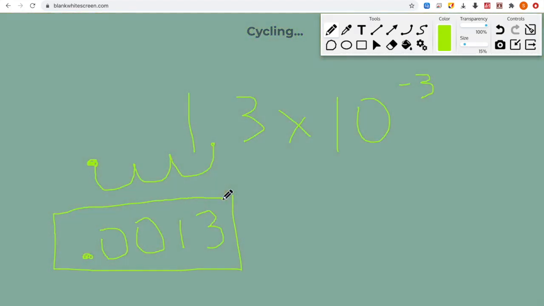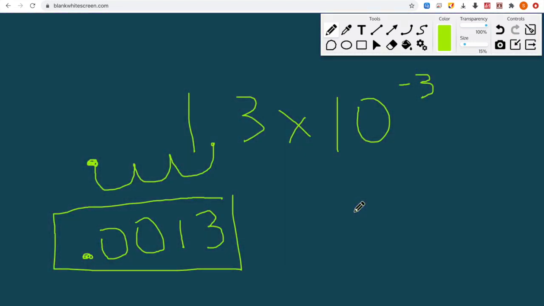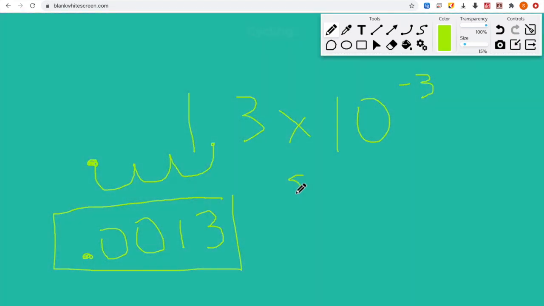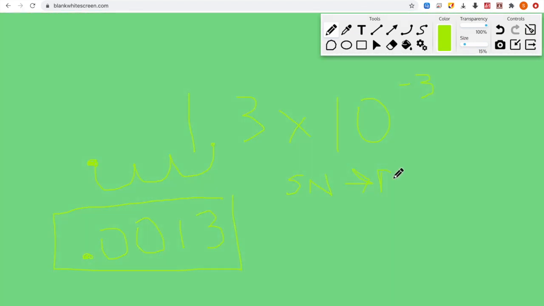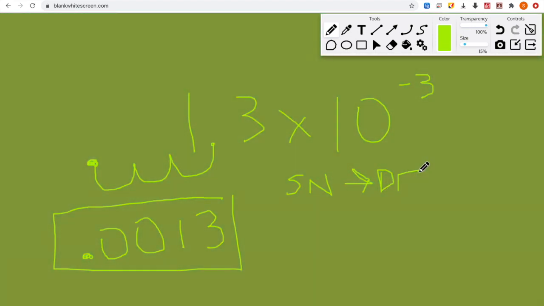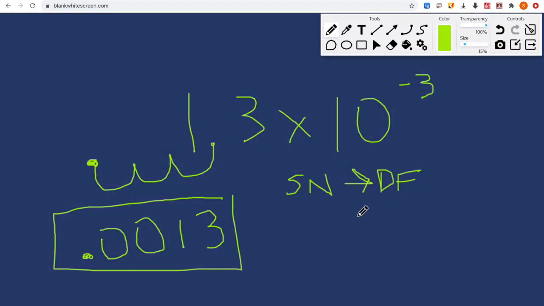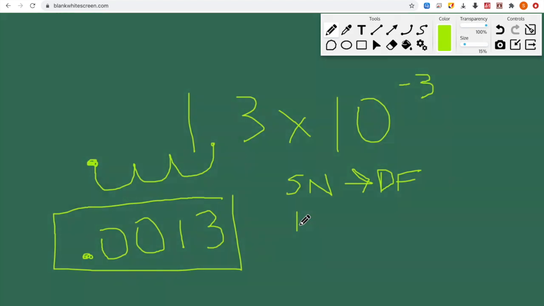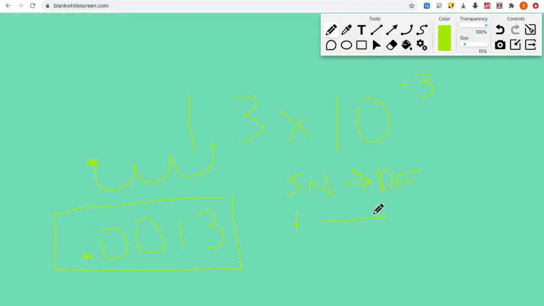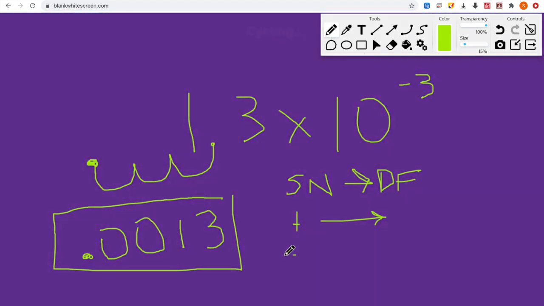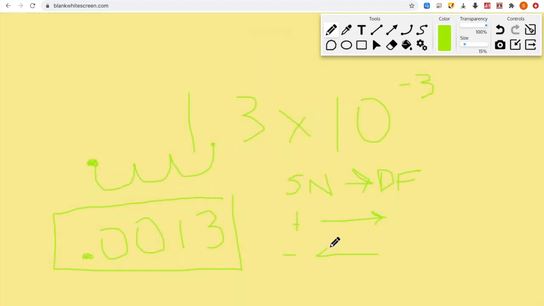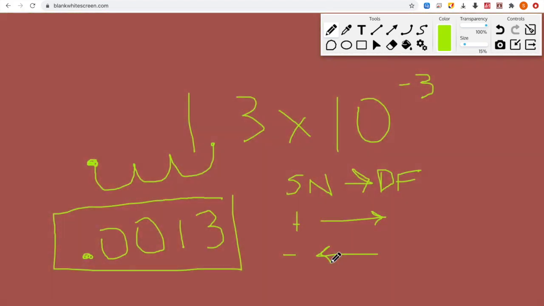And that would be this number in decimal form. So once again, if you are going from scientific notation to decimal form, if the exponent is positive, you're going to move it to the right. If the exponent is negative, you're going to move it to the left.